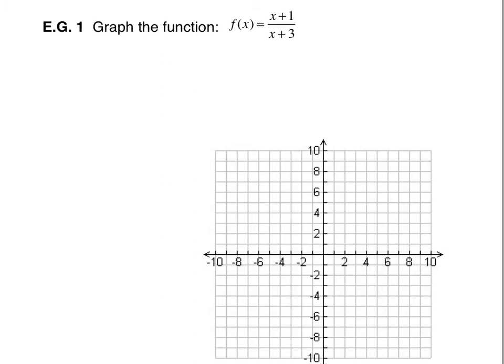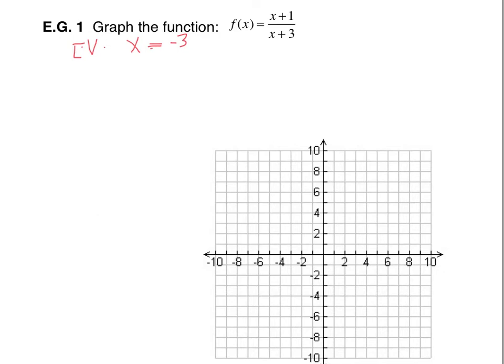The next step would be to identify the excluded values for the denominator. So x plus 3 is going to tell us that we do have an excluded value at x equals -3. So we know that on the graph it will be discontinuous at the value of -3 for x.